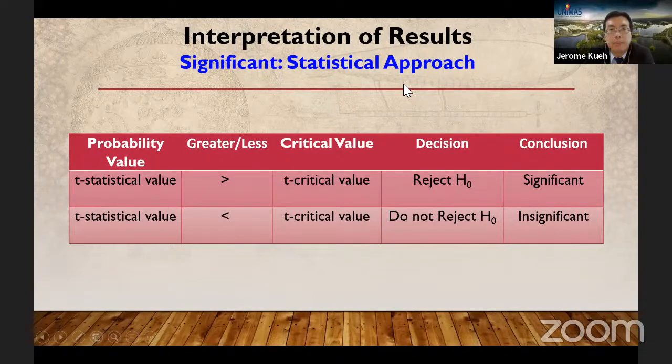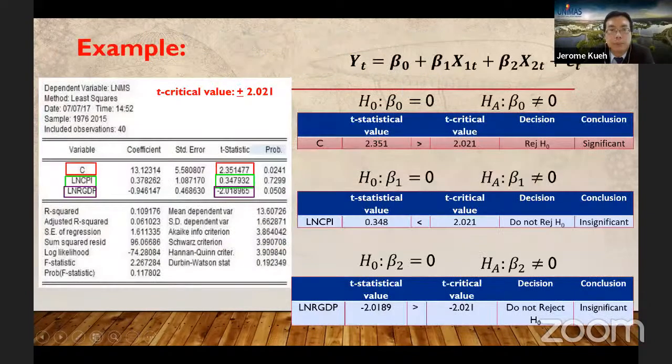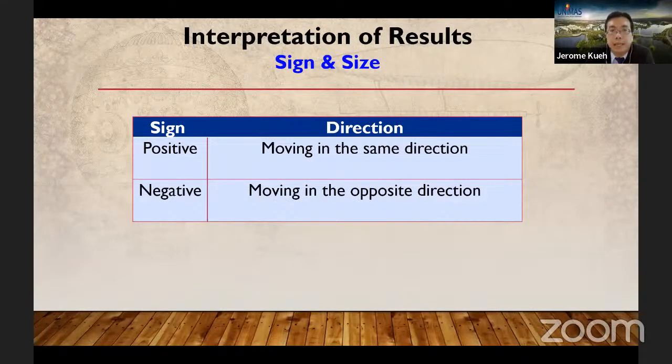Basically, in terms of interpreting the significance level, we have two approaches. One is the probability approach, and the other one is the statistical approach. That will be for the first S. The second S is, and the third is in terms of the sign and the size.